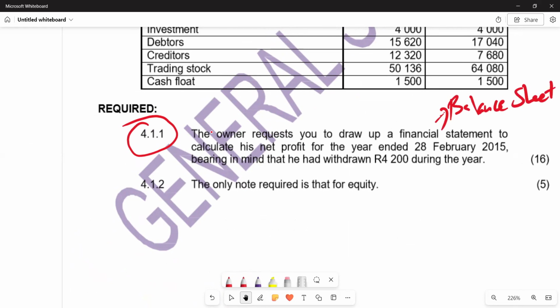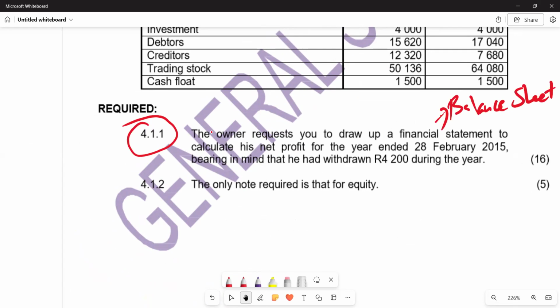Remember, we have three main financial statements in the books of accounts of businesses. We've got the income statement, which is the statement of comprehensive income, or the statement of profit or loss. Then we have the balance sheet, which is also the statement of financial position. And finally, we have the statement of cash flow, or the cash flow statement. So the financial statement being asked for here is the balance sheet.